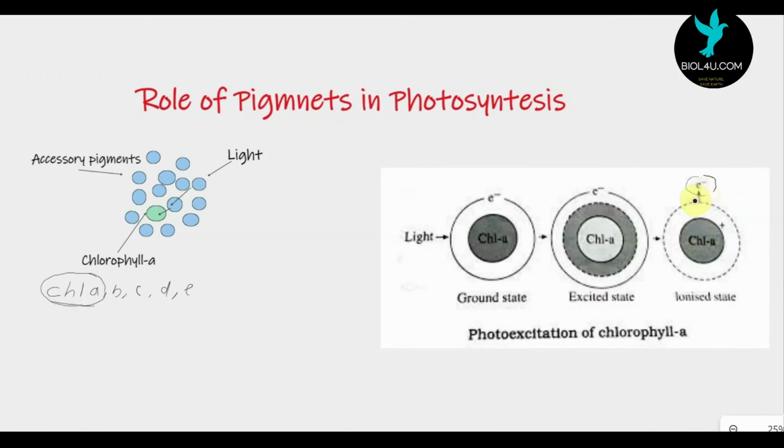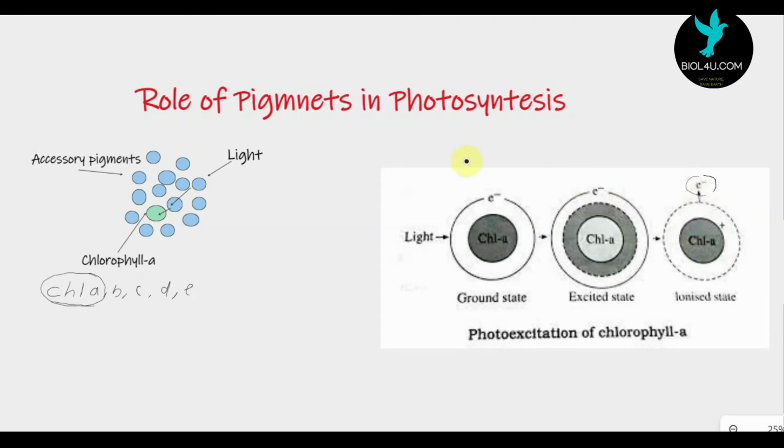This energy-rich electron is accepted by many electron carriers. From one carrier to another carrier there is an electron transfer. During this electron transfer, energy is released, and that energy is used in the synthesis of the energy-rich molecule. When the electron transfers from one carrier to another, it gives off energy, and that energy is utilized for the synthesis of the energy-rich molecule known as ATP.